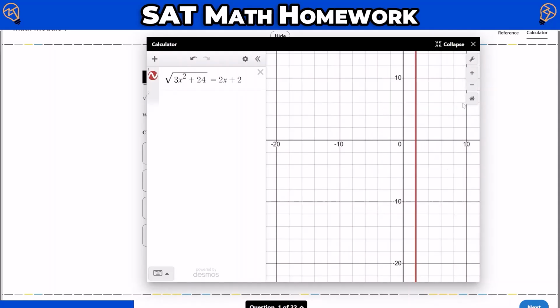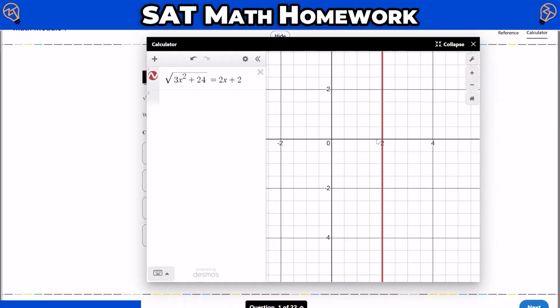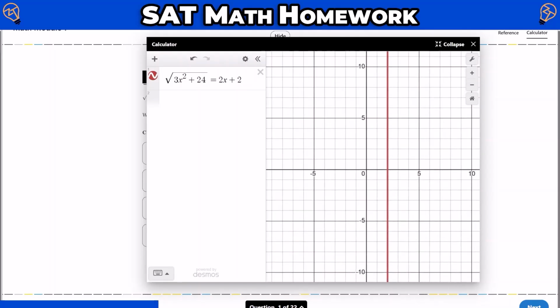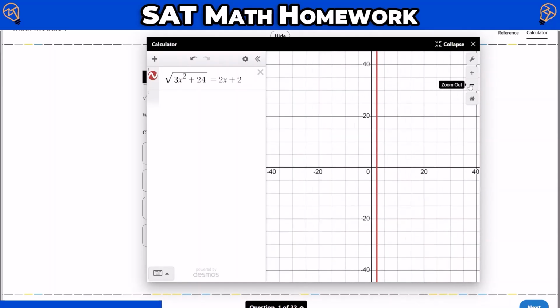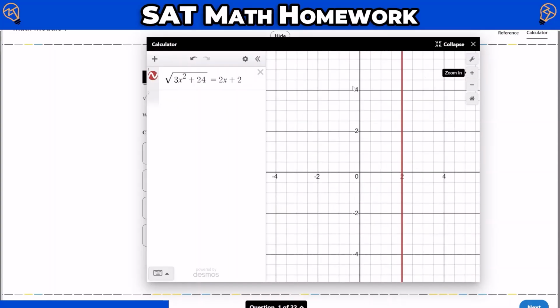So when we go there, and maybe I could zoom in a little bit, you can see very clearly that 2 is the x-intercept. And that's really what you're finding here. When you're trying to find the solution, solutions are really x-intercepts. And we could zoom out a bit, either using my touchscreen here or just pressing this zoom out button. And you can clearly see that's the only point of intersection. So that's one way you could do it.